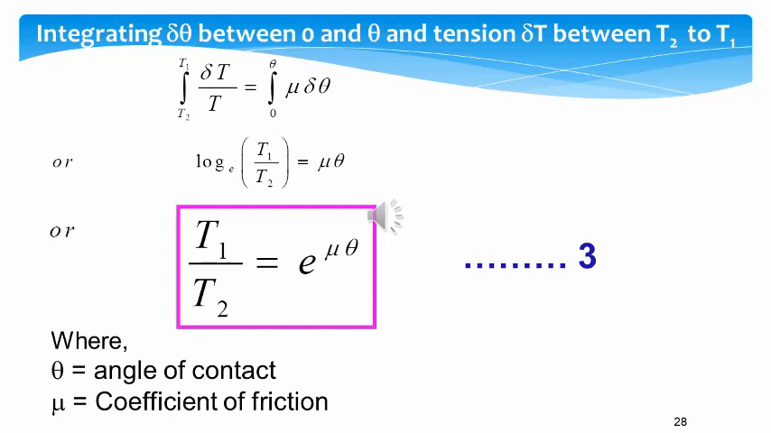Now integrating this equation from tension T2 to T1 and theta from 0 to theta, we get log e T1 by T2 is equal to mu theta, or T1 by T2 is equal to e power mu theta, where theta is nothing but the angle of contact and mu is the coefficient of friction. So this gives the ratio of tension in the belt drive. So we can observe clearly that ratio of tension is dependent on the coefficient of friction, or in other words the material of the belt and the angle of contact.